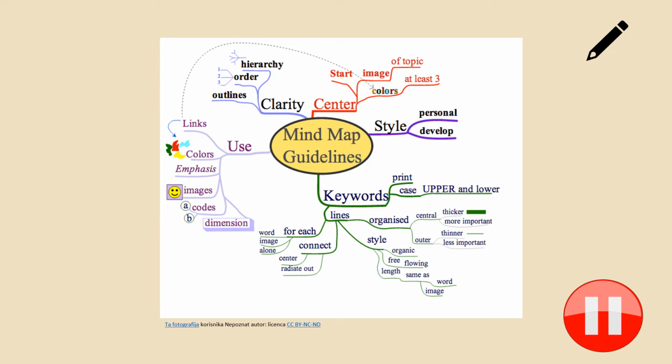Let's stop here for a second. I would like you to think about communication. What is communication to you? What are the important aspects of communication that you are aware of? In your notebook, please create your personal mind map.